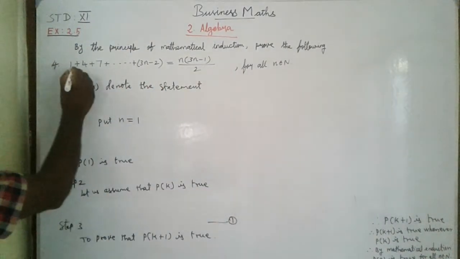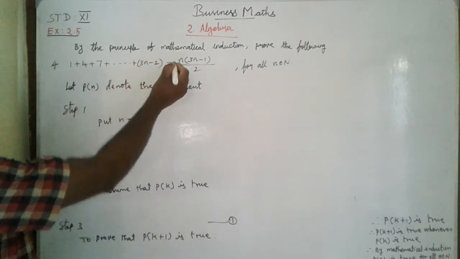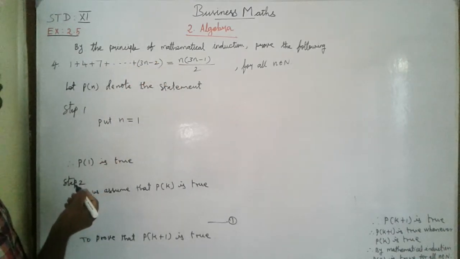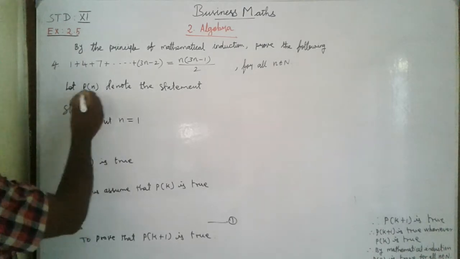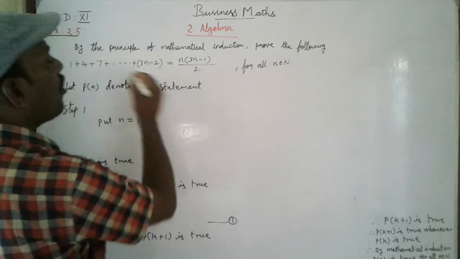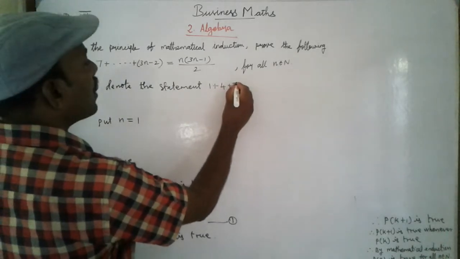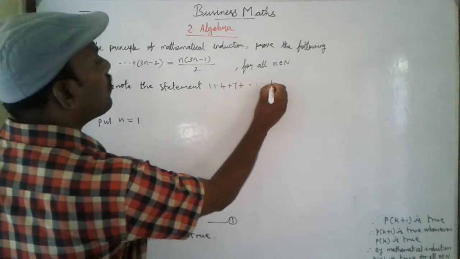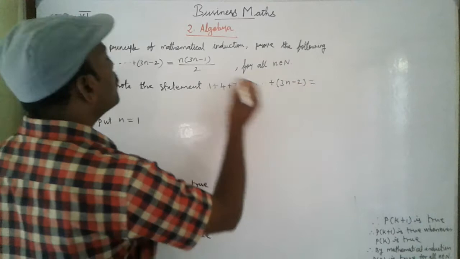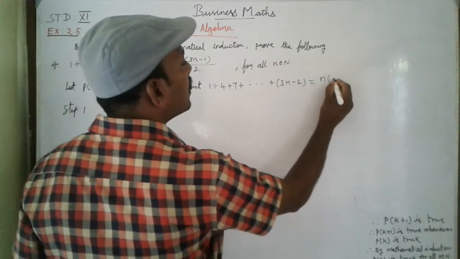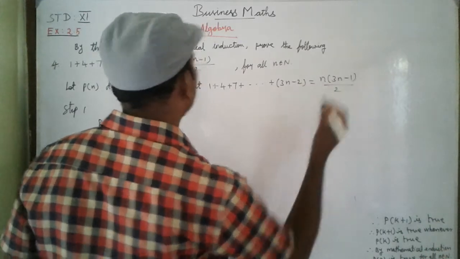Fourth sum: 1 plus 4 plus 7 plus etc. plus (3n minus 2) equal to n into (3n minus 1) divided by 2 for all n belongs to N. Let P of n denote the statement 1 plus 4 plus 7 plus etc. plus (3n minus 2) equal to n into (3n minus 1) divided by 2.